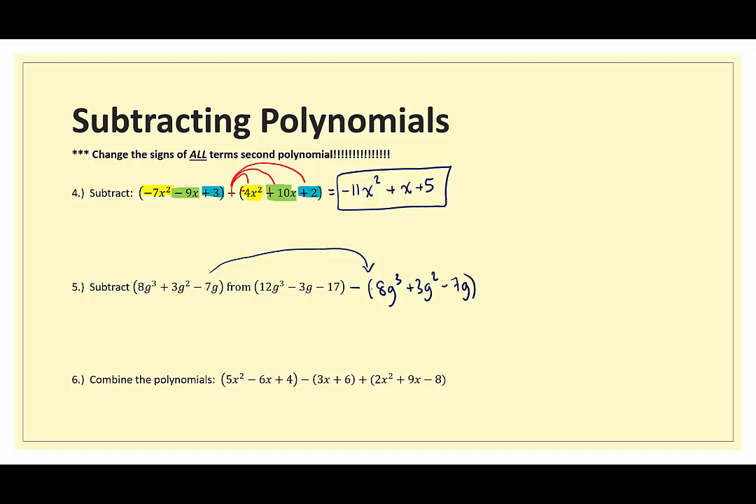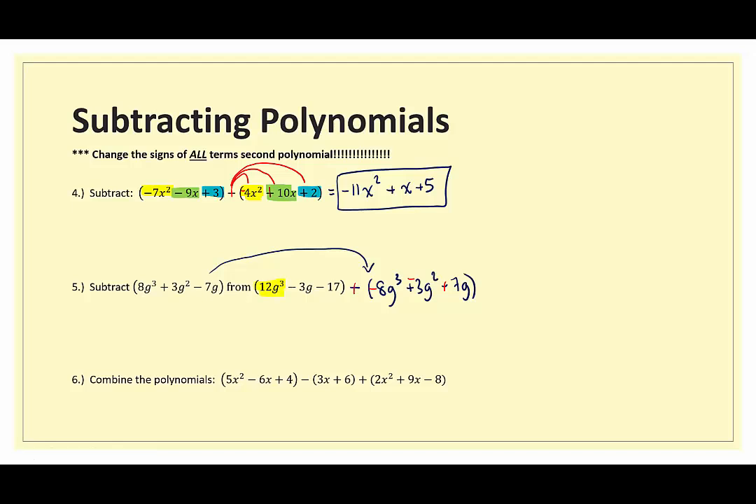This positive 8g cubed becomes negative. This positive 3g squared becomes negative. This minus negative 7g becomes plus. Then once I've changed the three signs, this becomes a plus. And now I'm going to start looking for like terms.